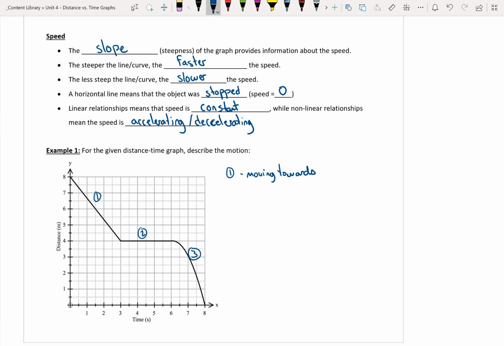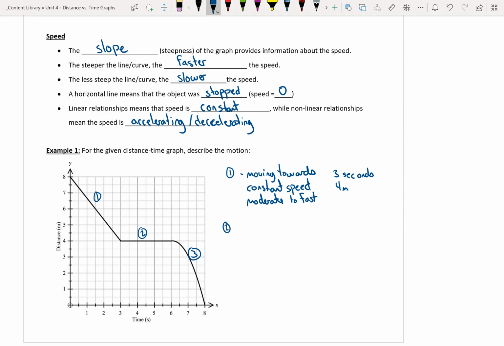So we're moving towards at a constant speed because it is a straight line. Constant speed, you could say it's moderate to fast speed. You could say that it is 3 seconds long, that section. And you could say that you traveled 4 meters.